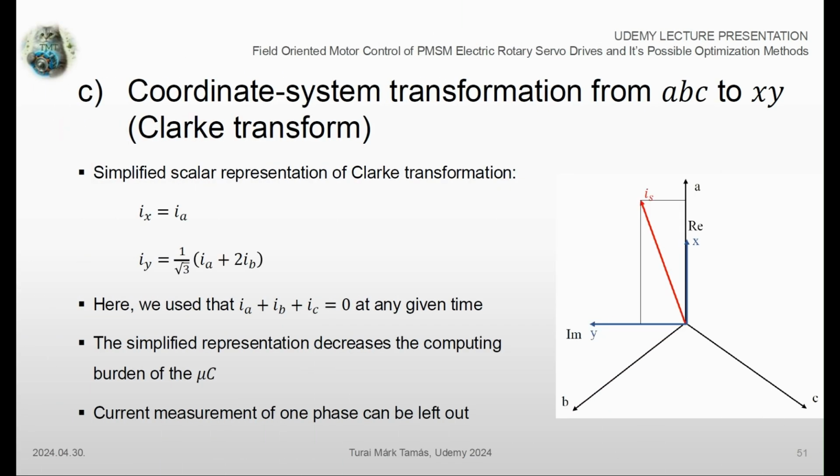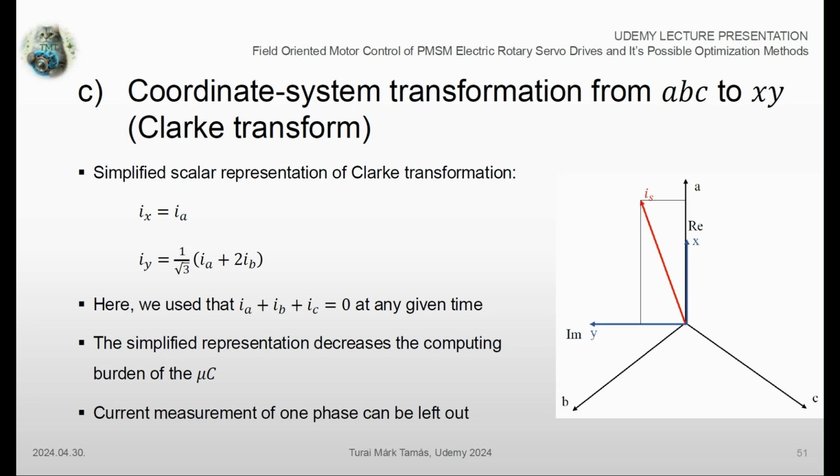The previously deducted mathematical representation of the Clarke transformation can be further simplified if we assume that the sum of the three-phase symmetrical phase currents is equal to zero. In this case, the scalar equations can be used to perform the coordinate transformation between the three-phase and two-phase systems.